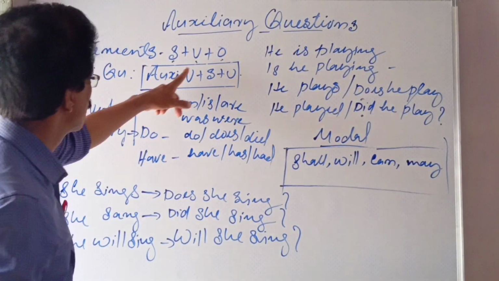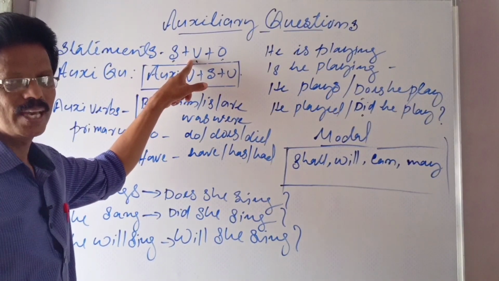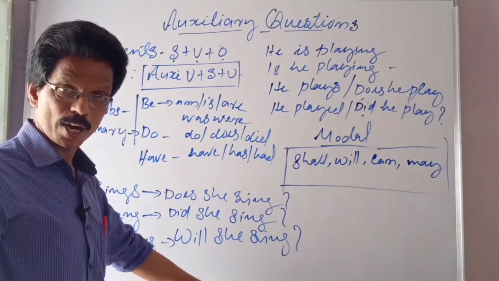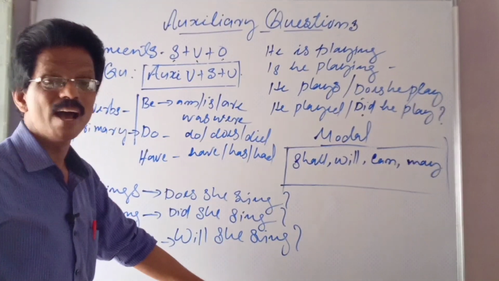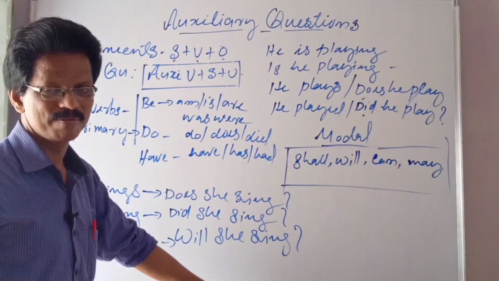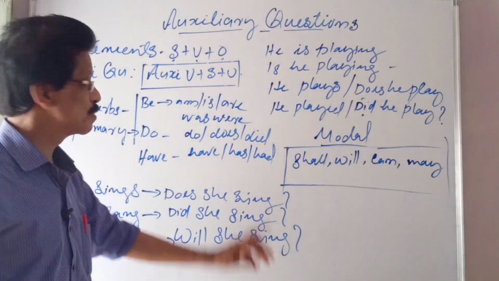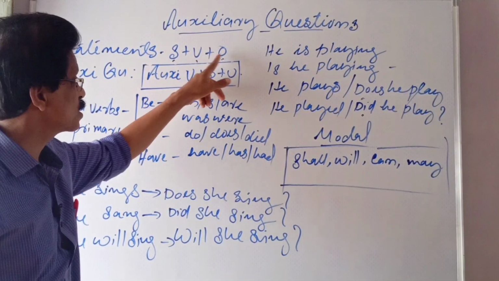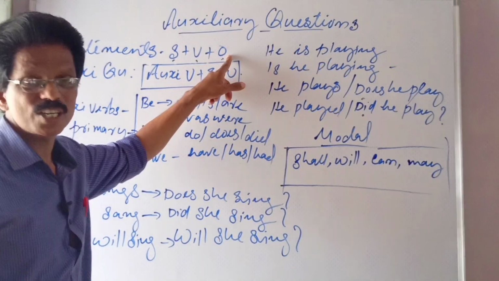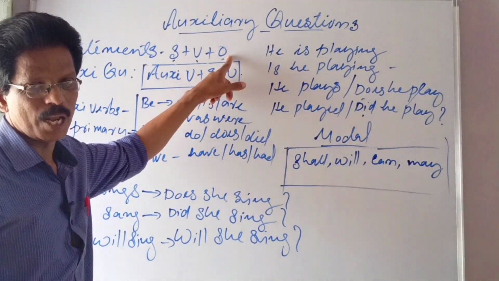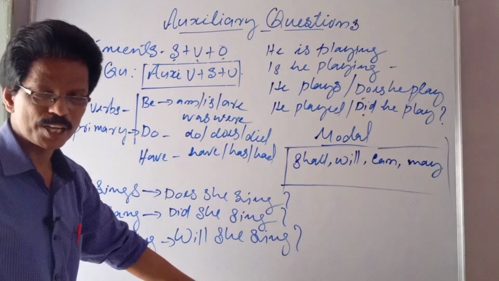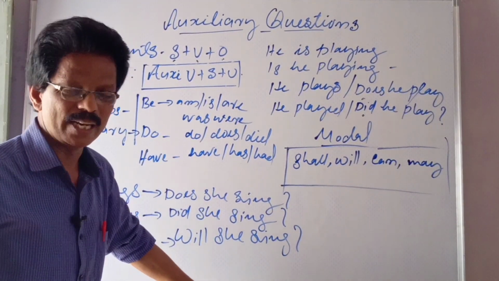Subject plus verb. If I go to Delhi, I cannot say I Delhi go. Can I say I Vijayawada go? No. I have to say I go to Vijayawada, to Delhi, to Trivandrum. Like that, subject plus verb plus object is the word order, the structure of a sentence. Remember that statements mean assertive or declarative sentences.